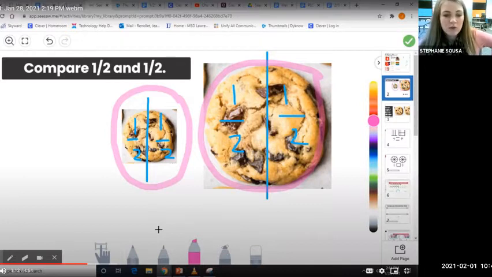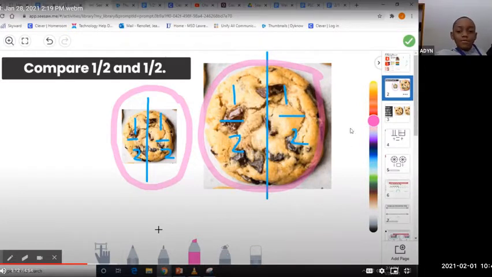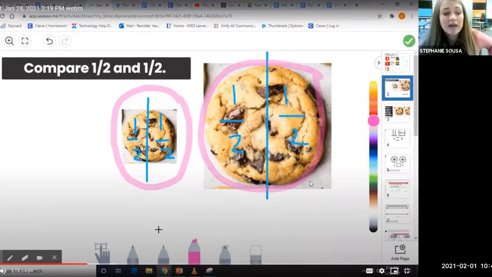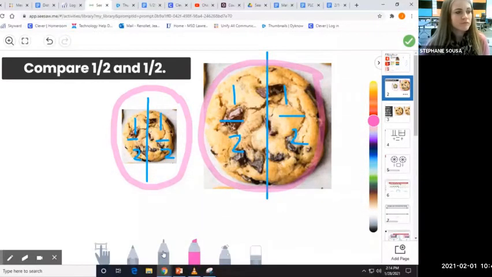This is not equal because the whole is not the same size. Just because we have the same fraction word, half, doesn't mean that it's the same equal sized piece. Half of a giant cookie is not the same as half of a bite-sized cookie. Those are different. But we know that the cookie on the left is much smaller than the cookie on the right.